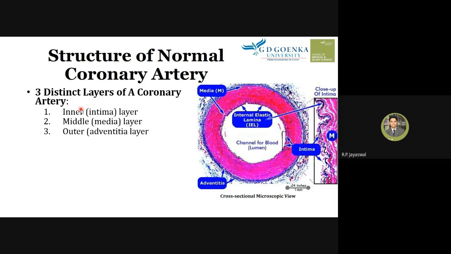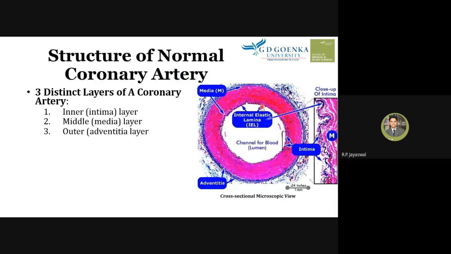So let's point out these three layers in this particular image. The inner layer, here we have the intima. This is the inner layer of the coronary artery. This is a very thin layer that you can see here. Okay, a very thin layer.